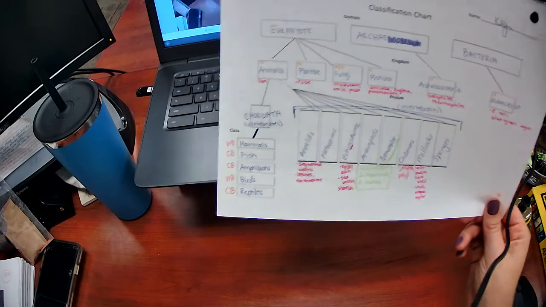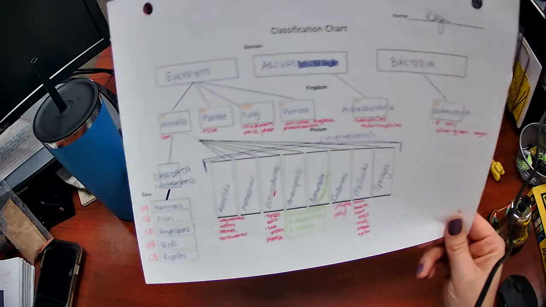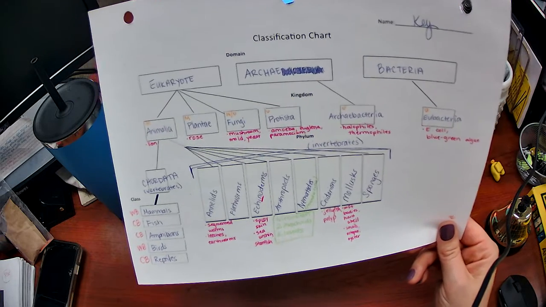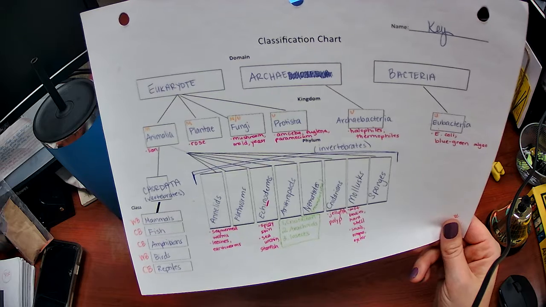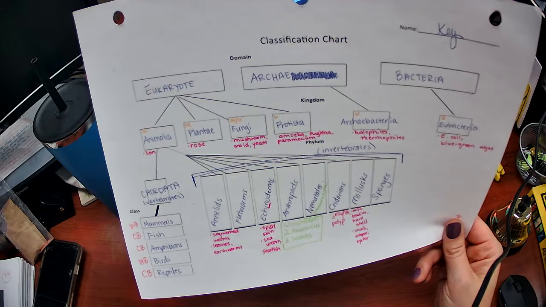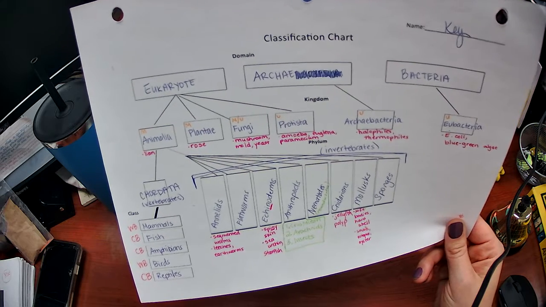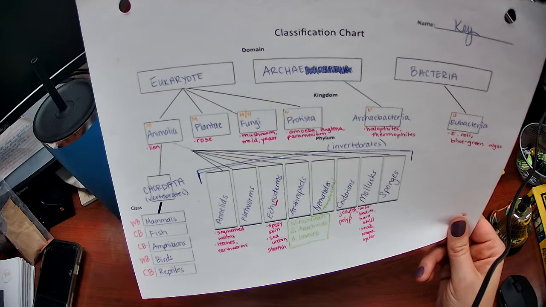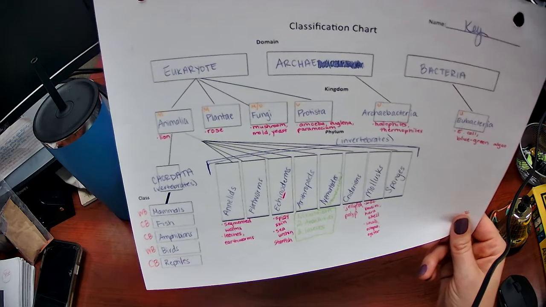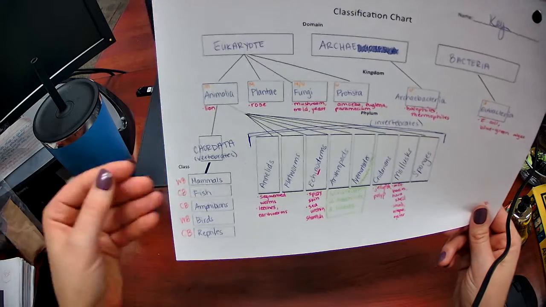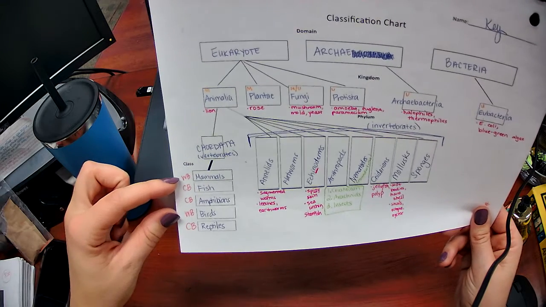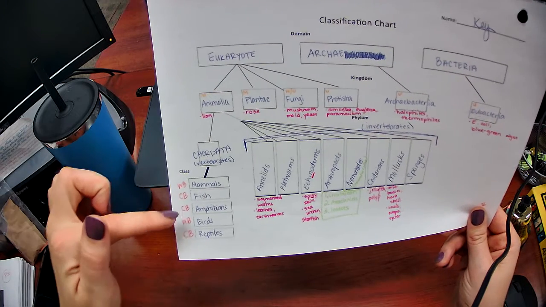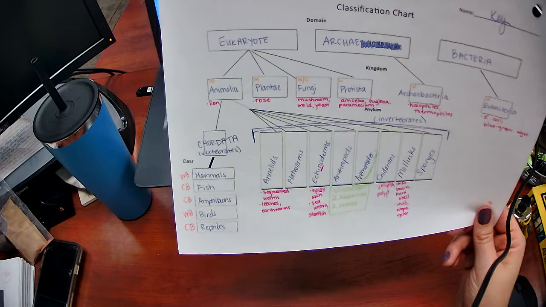So we also talked about whether or not these classes were warm-blooded or cold-blooded. Remembering that warm-blooded means their body temperature is regular and does not depend on the outside environment, while cold-blooded, their body temperature is determined by the conditions outside. So mammals and birds are the 2 warm-blooded classes, while fish, amphibians, and reptiles are all cold-blooded.